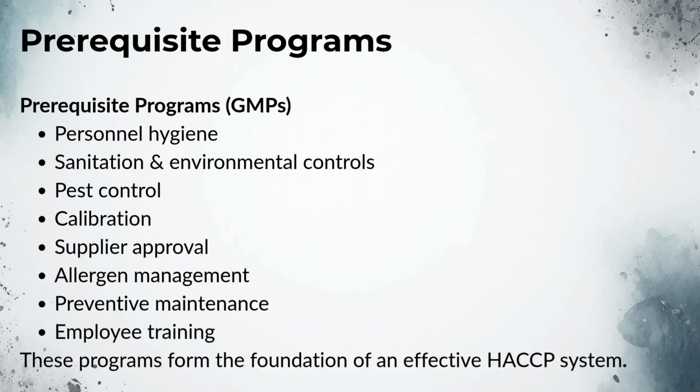Before HACCP can work, strong prerequisite programs, or GMPs, must be in place. These include sanitation, personnel hygiene, pest control, calibration, supplier approval, allergen management, preventive maintenance, and employee training. Think of these programs as the foundation. If the foundation is weak, the HACCP plan cannot function effectively.